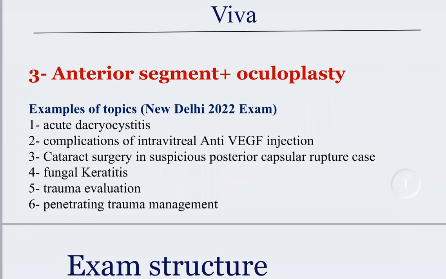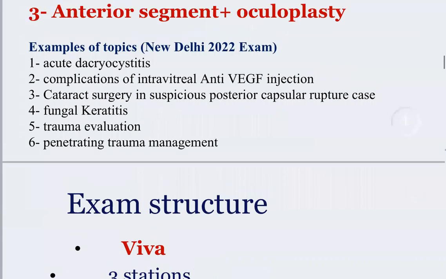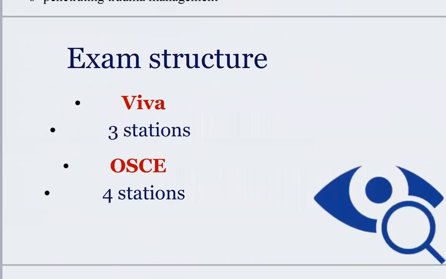Okay, complications of intravitreal anti-VEGF injection, cataract surgery in suspicious posterior capsular rupture case. And this is common actually to be asked about. How can you manage or how can you do the cataract surgery in special situations like pseudoexfoliation, like in cases like this one, suspicious posterior capsular rupture case, and so on. Fungal keratitis, traumatic evaluation or trauma evaluation, and penetrating trauma management. These were the examples. Okay, that is for the Viva part.